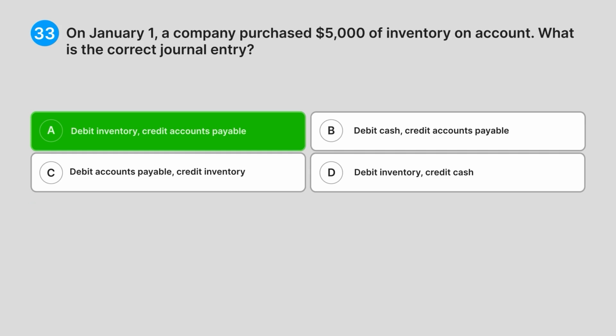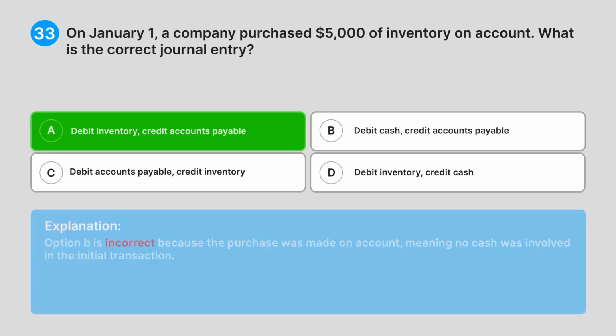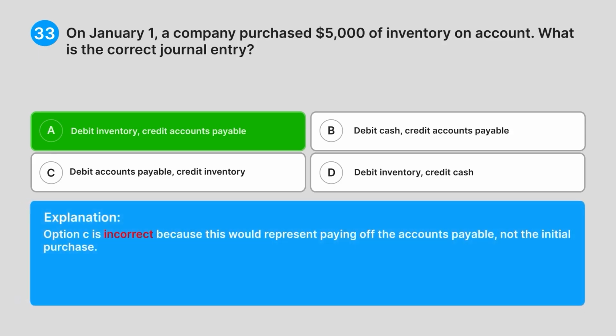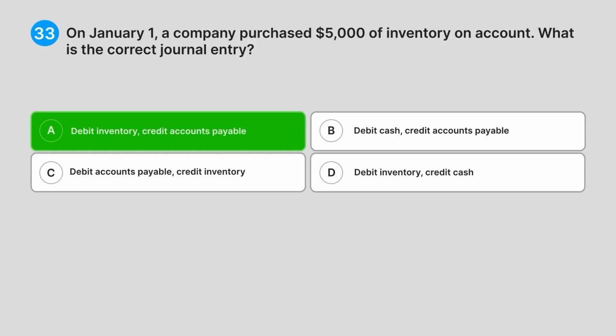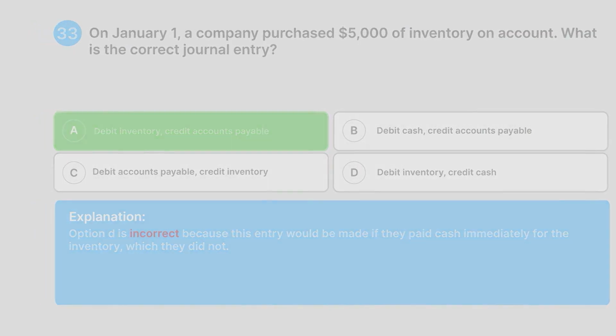Option B is incorrect because the purchase was made on account, meaning no cash was involved in the initial transaction. Option C is incorrect because this would represent paying off the accounts payable, not the initial purchase. Option D is incorrect because this entry would be made if they paid cash immediately for the inventory, which they did not.